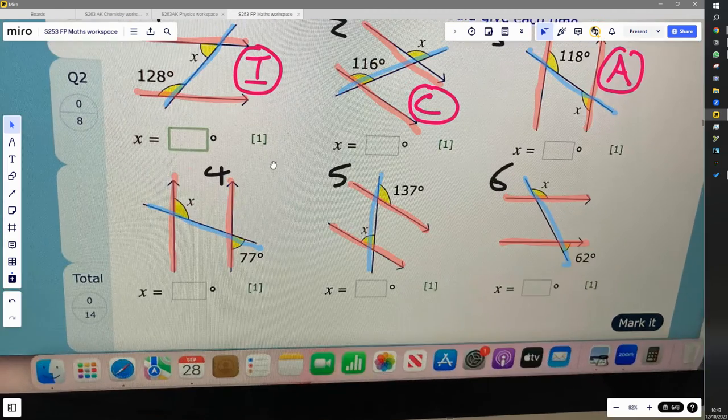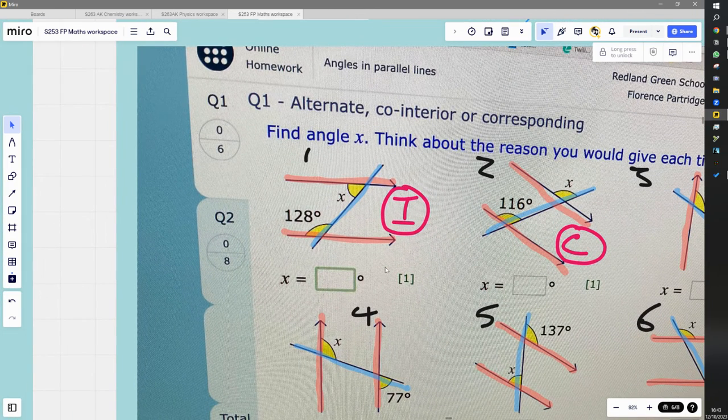In other words, that's the trick: without knowing anything else about angles and parallel lines, we can very easily work out x in all of these cases. So is this a small angle or a big angle? Well, that's the big angle, that's the small angle, so it's going to be 180 minus 128.